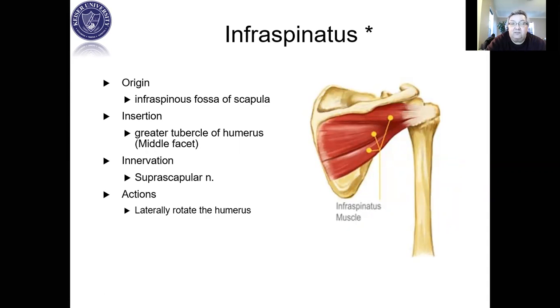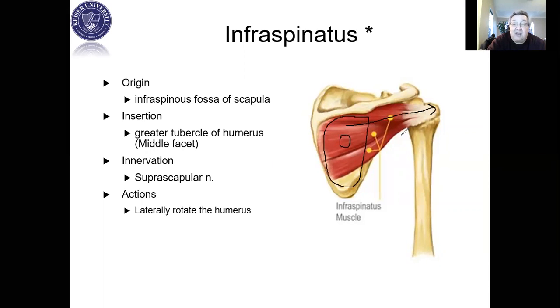The "I" of the SITS muscles is the infraspinatus. The infraspinatus comes from the infraspinous fossa. So if we were to take this muscle away, there would be a space here underneath the spine of the scapula. That's the infraspinous fossa. The infraspinatus sits in that fossa. This is the origin. The insertion is here on the greater tubercle, just like supraspinatus.